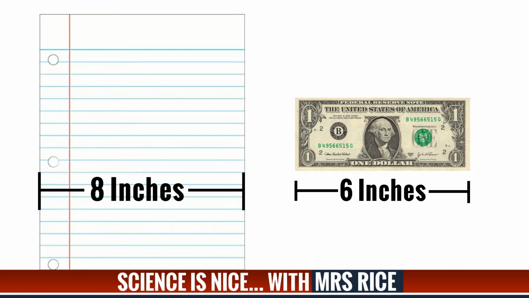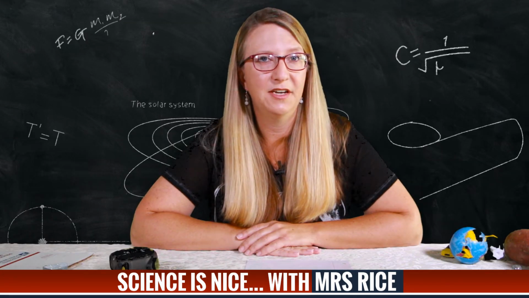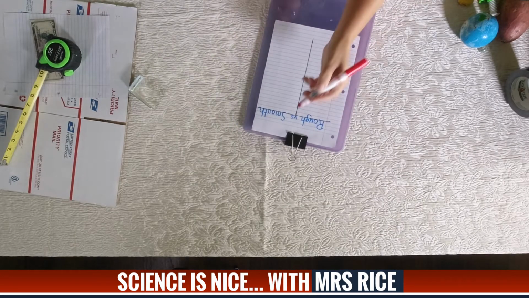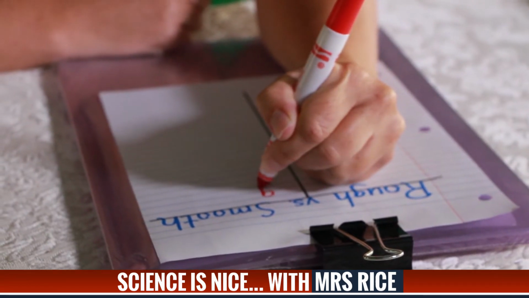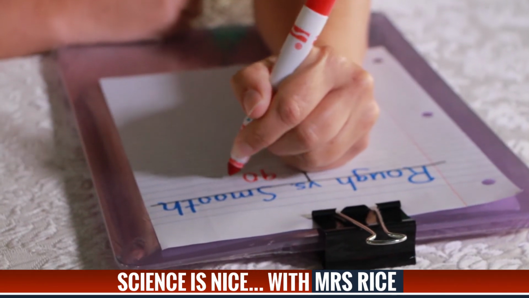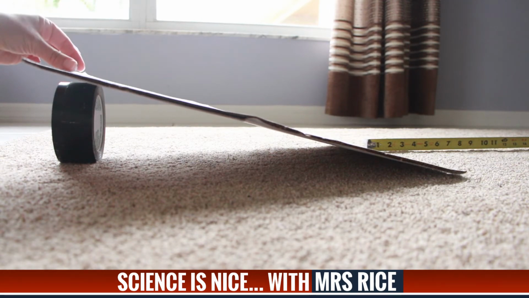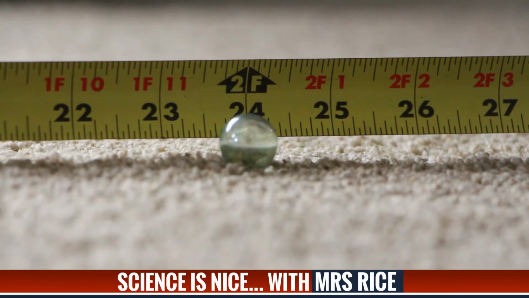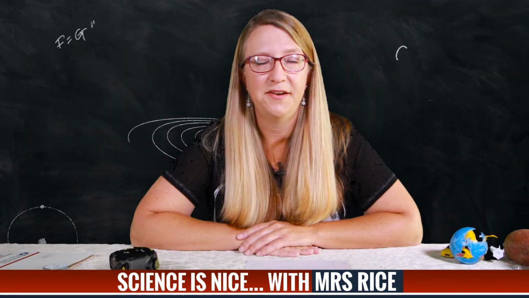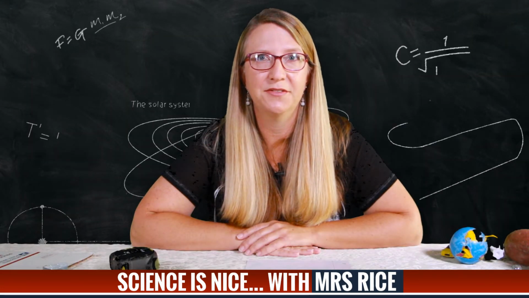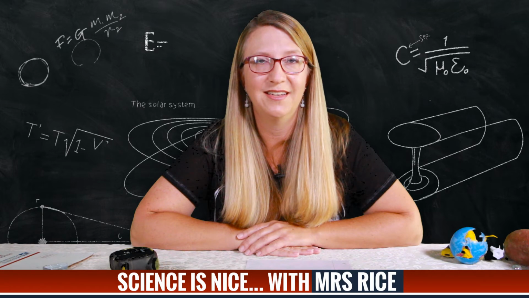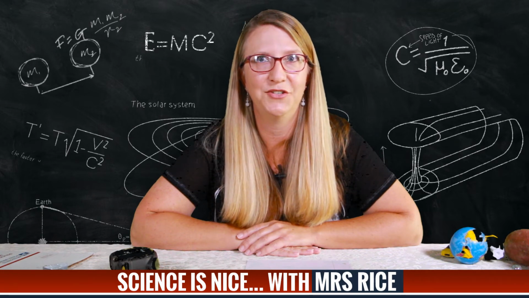A notebook piece of paper is approximately 8 inches wide. A dollar bill is about 6 inches long. After I've measured, I'm going to record my data in a table that looks like this. I'll do the same procedure for a rough, level surface like carpet. Now it's your turn. Gather your materials, perform the investigation, take measurements, and record this as your data.